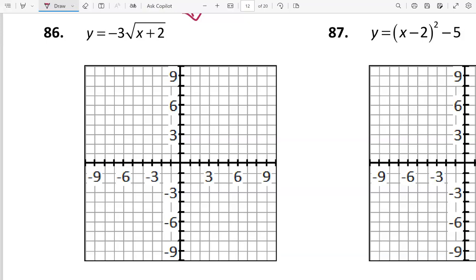For 86, we have the square root function, and our new origin will be the point -2, 0. There is addition or subtraction on the inside of the square root function. -2 would be the value of x that makes the inside equal to 0. And there is no addition or subtraction on the outside, so that means the y value is 0.